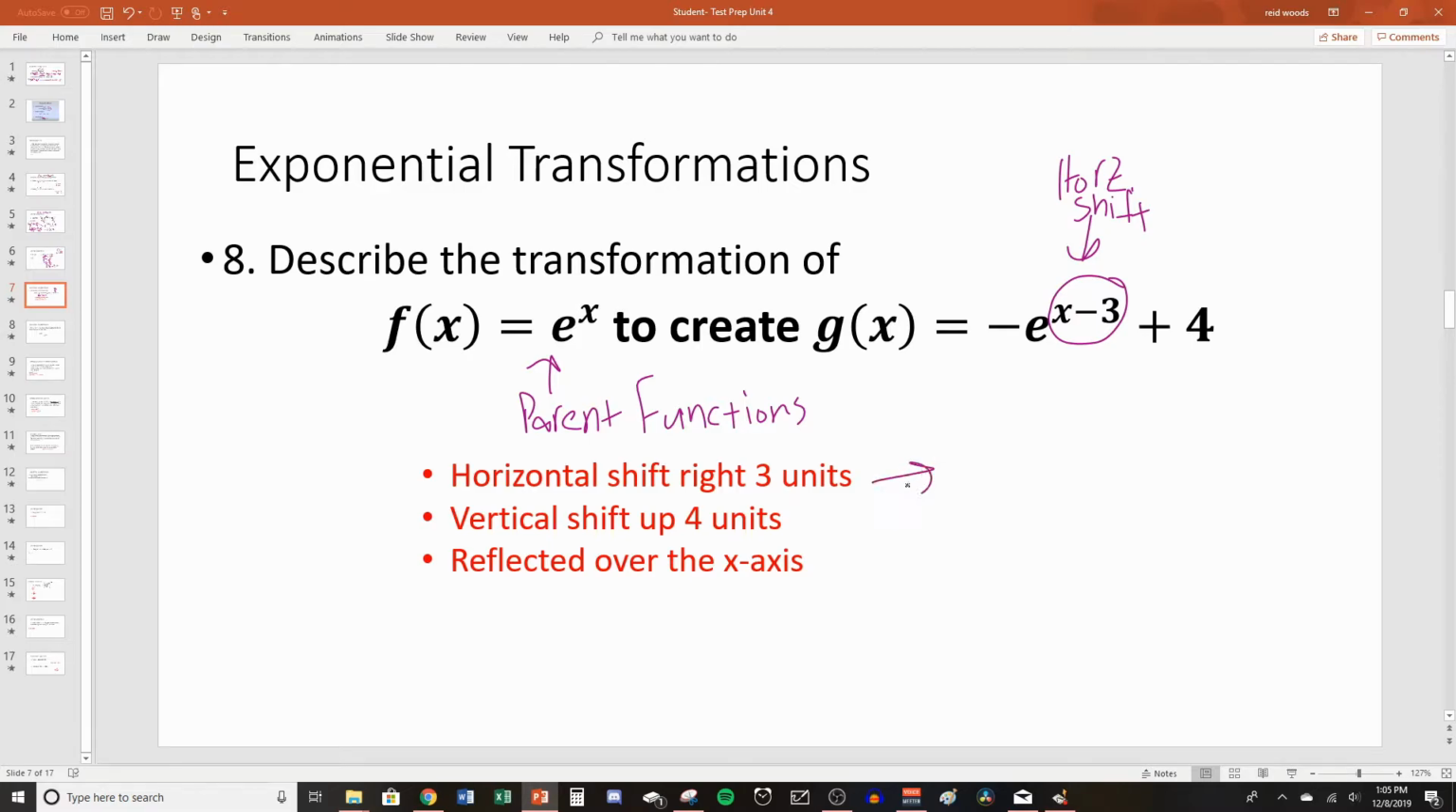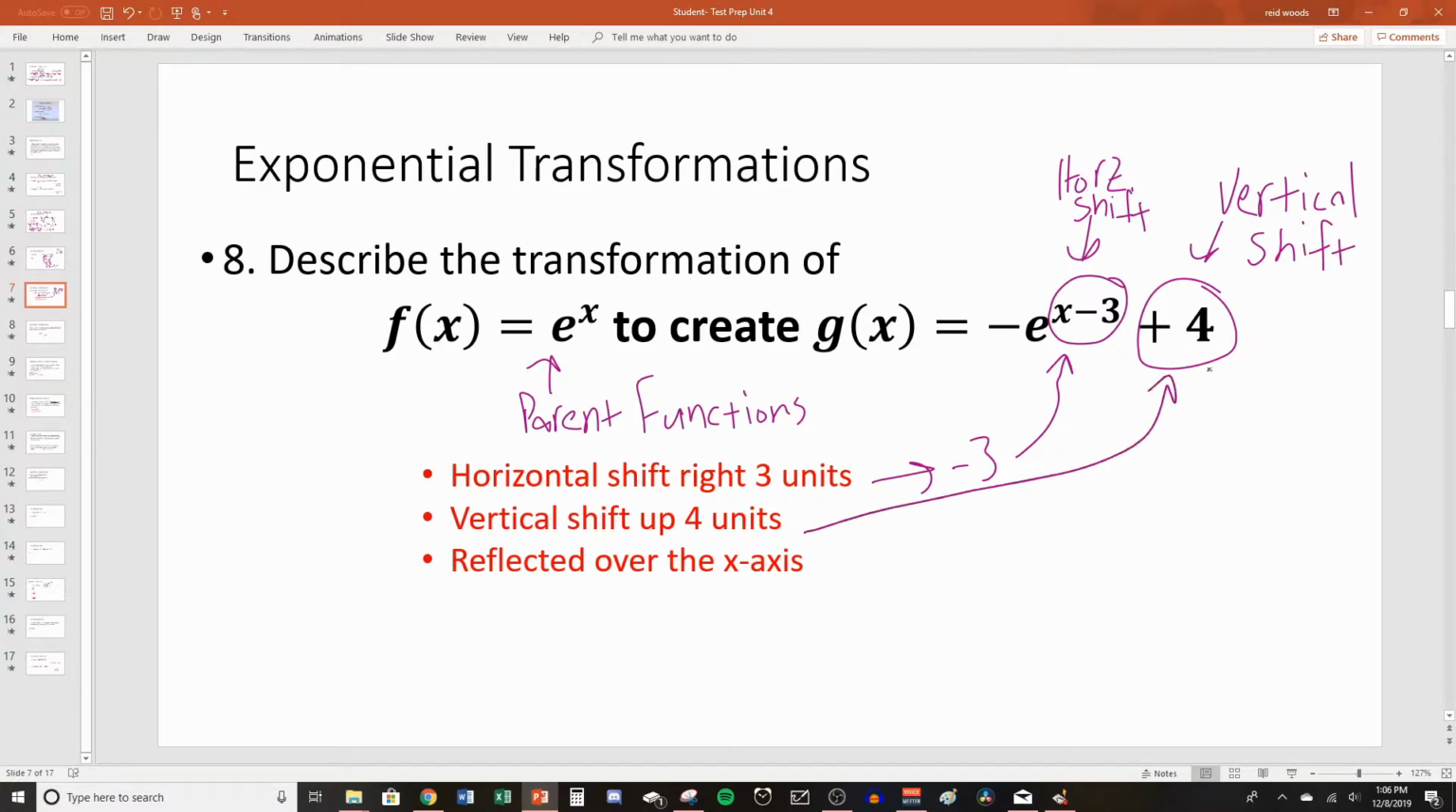So over here, you can see we did right 3 units because it said minus 3. That's why we went to the right. So it's sort of opposite of what you think. Next, so that is right here. Next, we look at this. This is going to be responsible for vertical shifts. If it's positive, it goes up. If it's negative, it goes down. So in this case, we have a positive value there. It's added, so it goes up. So this is going with that one.